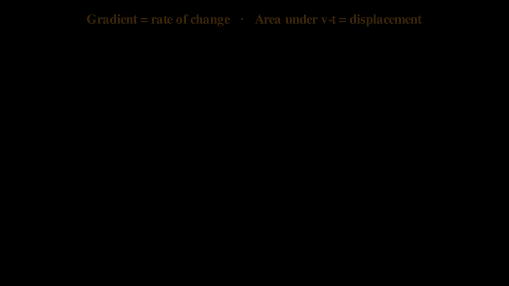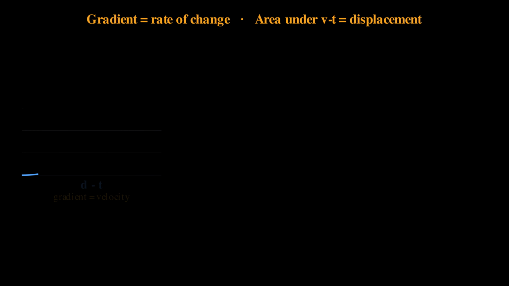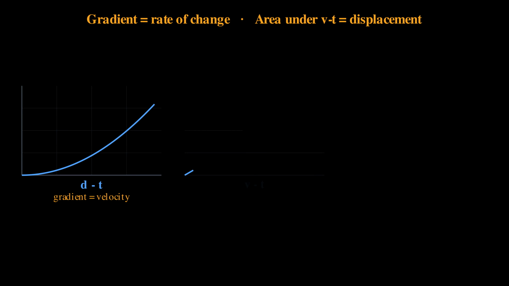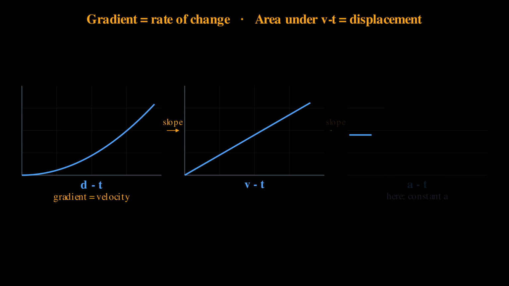These 3 graphs are the language of motion, and they're all connected. Displacement time, velocity time, acceleration time. Reading left to right, each graph is the gradient of the one before. The slope of the displacement graph gives the velocity graph. The slope of the velocity graph gives the acceleration graph. Here the velocity climbs at a steady rate, so the acceleration is constant, a flat line.